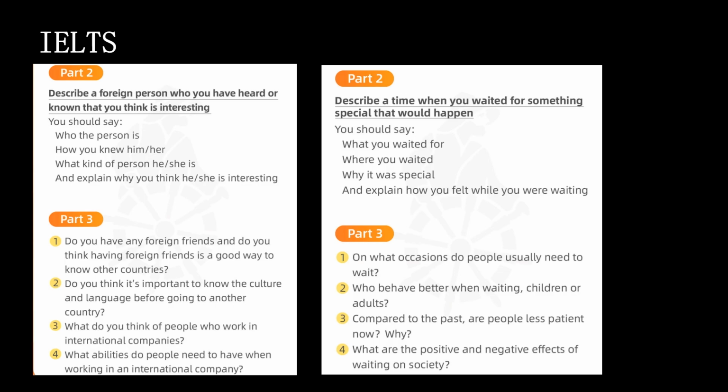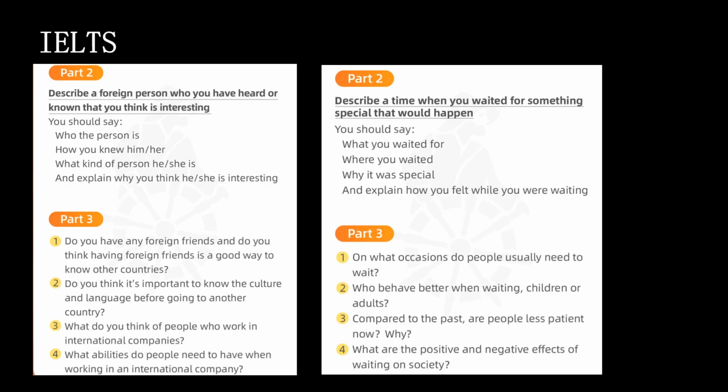Then the next one, describe a time when you waited for something special that would happen. You should say what you waited for, where you waited, why it was special, and explain how you felt while you were waiting. And of course, throw in a couple other interrogatives if you need them. That's why we studied them.